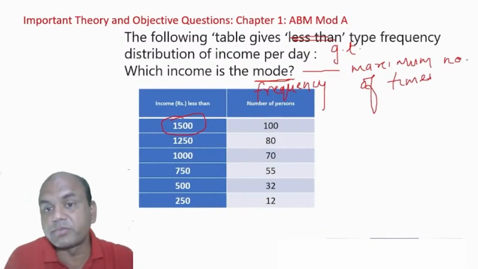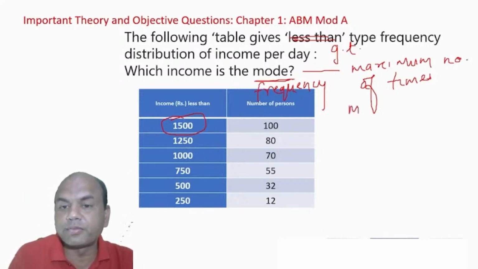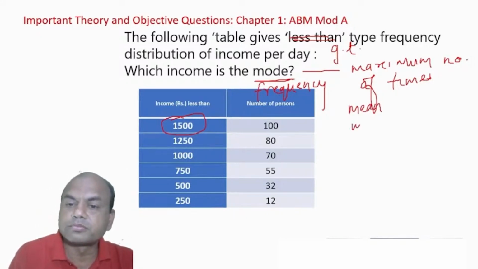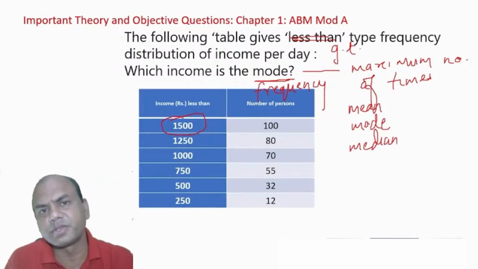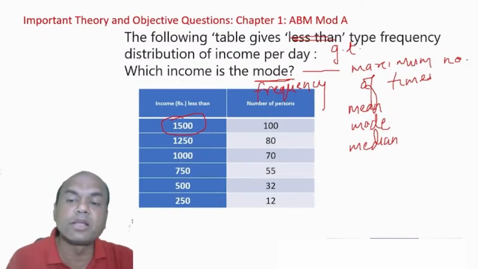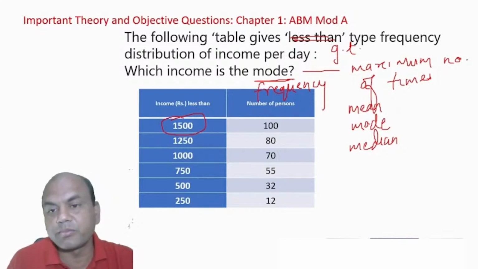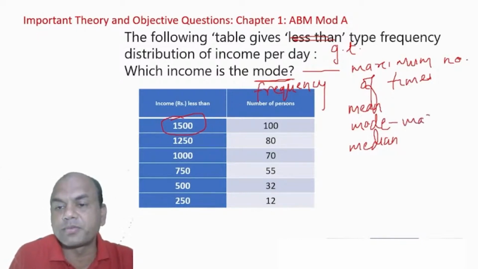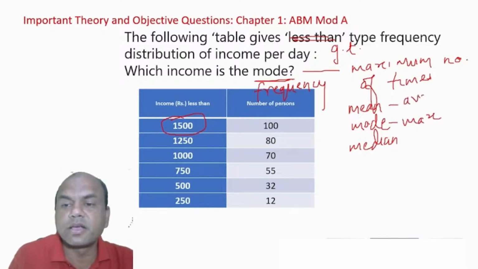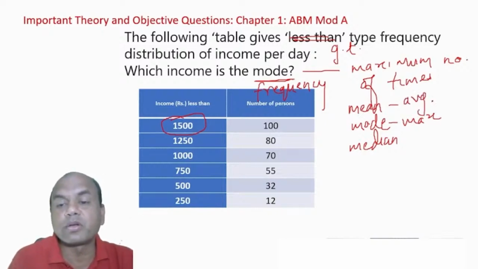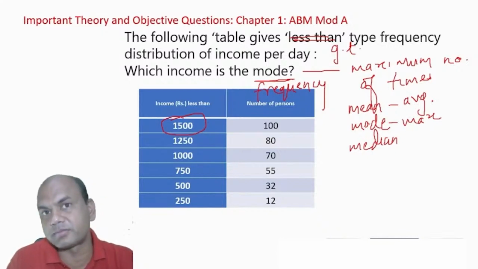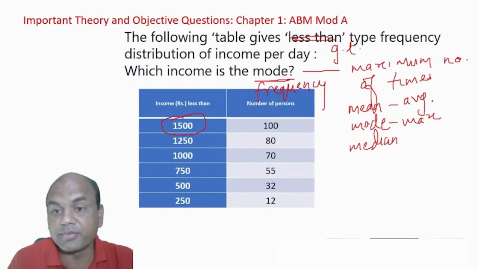There are three words you'll face again and again: mean, mode, and median. You'll face these many times. So what are mean, mode, median? Mode, just now I told you, is the maximum number of times. Mean is average. Median means I'll arrange these numbers in serial order, either ascending or descending.